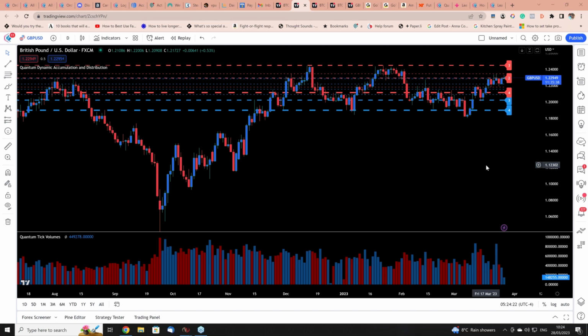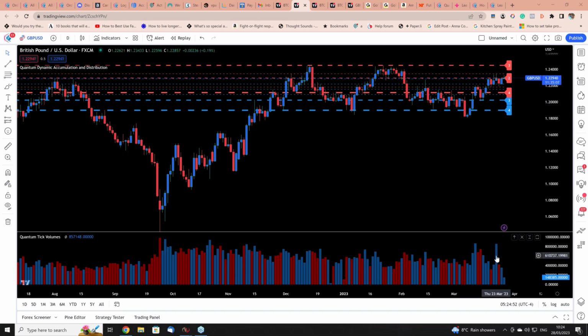I thought I'd just pick up on, staying with cable, with British pound, seeing as that's the focus this morning. On the daily chart, I wanted to show you a couple of things. I've got tick volume at the bottom, and I have the accumulation distribution indicator at the top. As I say, this is the daily time frame. Anna's talked about anomalies, and you've got this anomaly here. You can see the volume here.